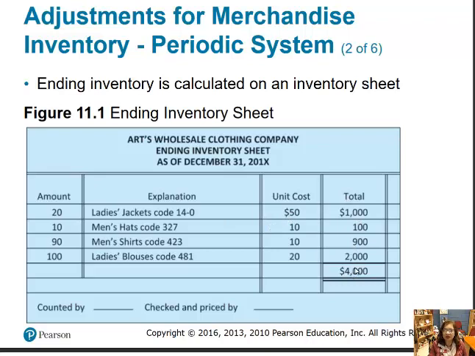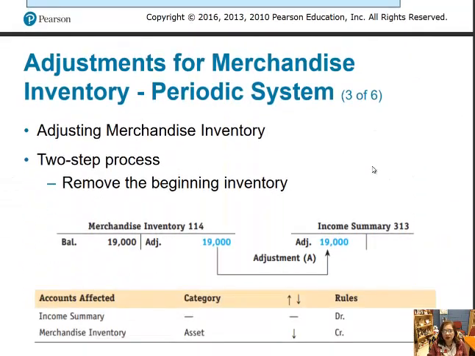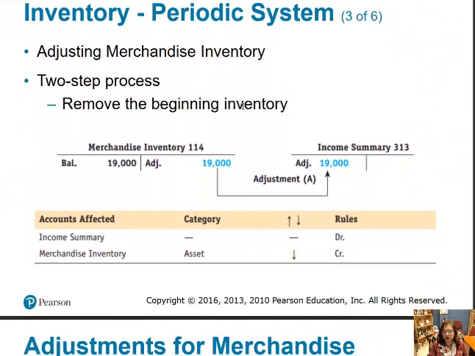And then we have the ending inventory, how much we have in total for Art's wholesale company. We still have to know how much individually, because in accounting and inventory, we're looking at all the inventory that we have as a whole, which is considered an asset, and each individual amount that we've got. So when we're adjusting the merchandise inventory, we have two first steps.